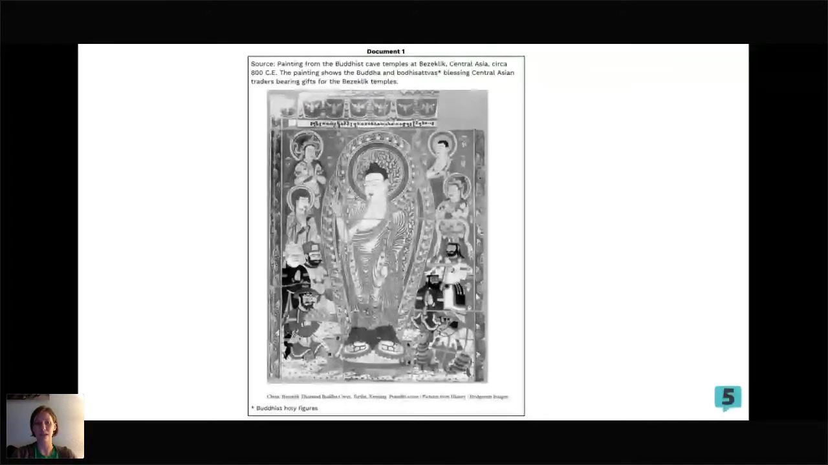It'll be okay. The nice thing about this painting is that the source line here at the top gives us a lot of information that might be difficult to intuit or interpret from the image itself.